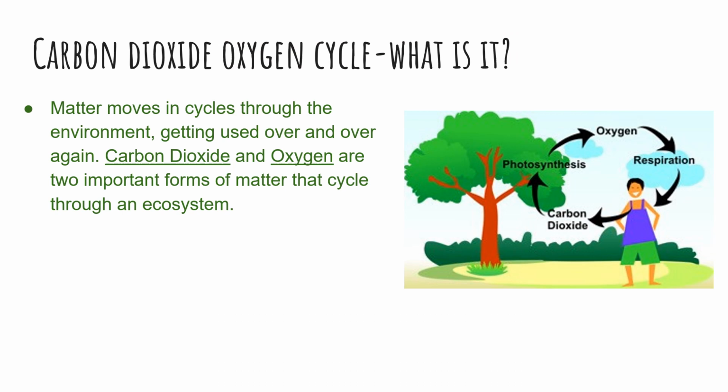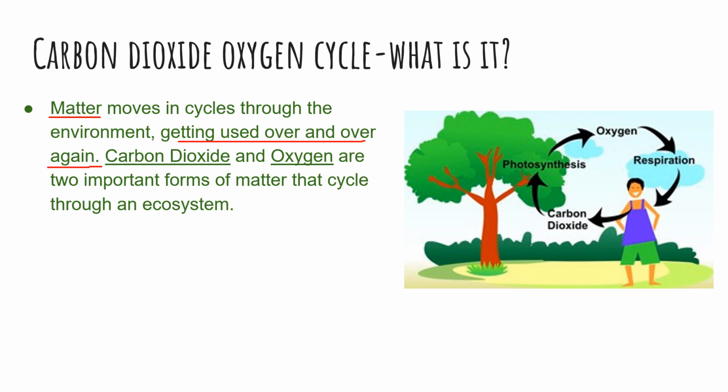So the CO2-O2 cycle, I'm probably going to call it that from now on because carbon dioxide oxygen cycle is just kind of a mouthful. So what is it? It's important for us to remember that matter, all matter, which remember is anything that has mass and takes up space, moves in cycles through the environment, getting used over and over again. We mentioned this back when we did the water cycle, that the same kind of drops of water that are in our water bottles were on the earth millions and millions of years ago. They've just been recycled, evaporated, condensed, precipitated, and kind of go through the process all over again.